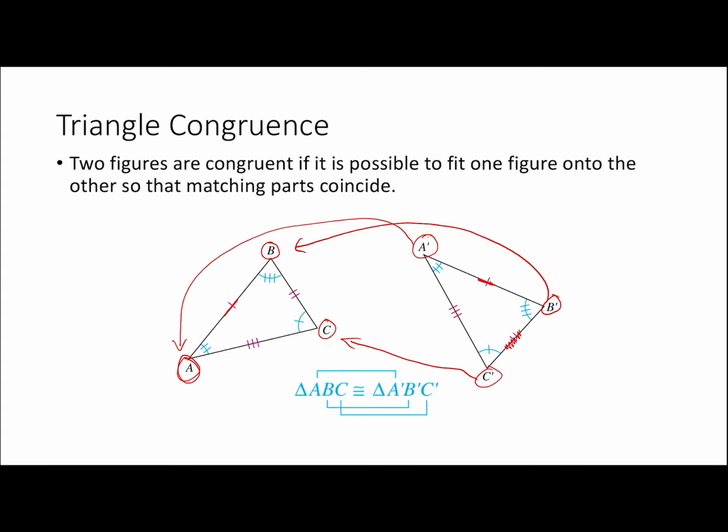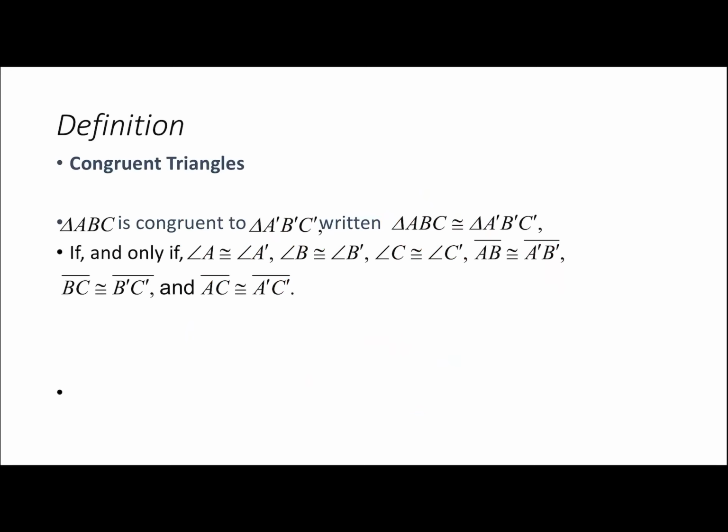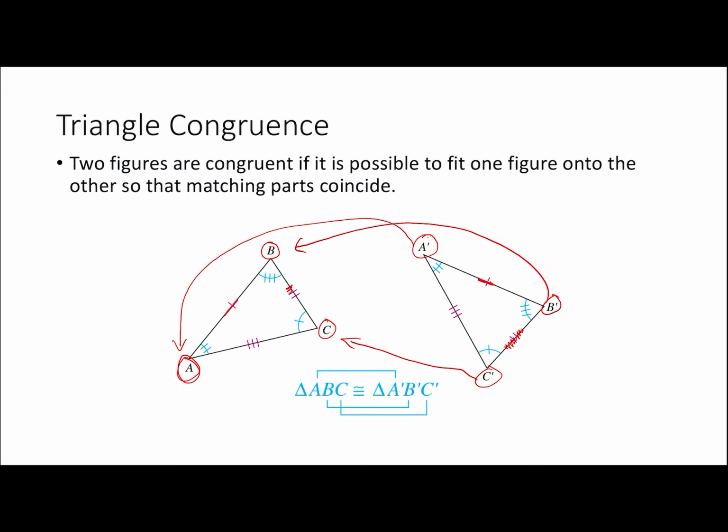And on top of angle B, you would have angle B prime. And then same thing with angle C. You would have angle C prime that would lie on top of it. And so then those sides would all lie on top of each other. So you would see side BC, B prime C prime, would lie on top of this one, BC. And then this side A prime C prime would lie on top of this side AC.